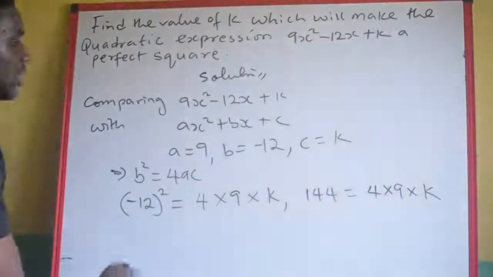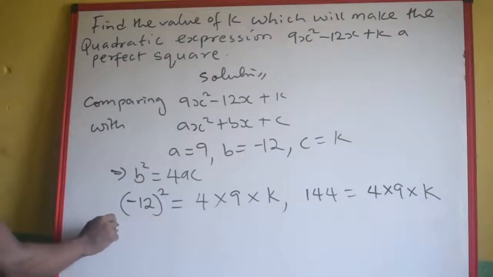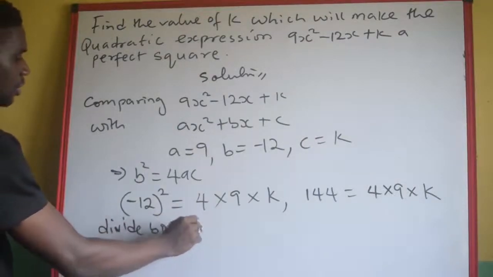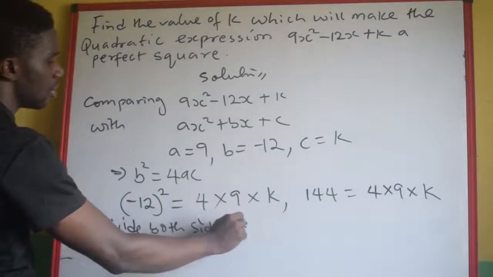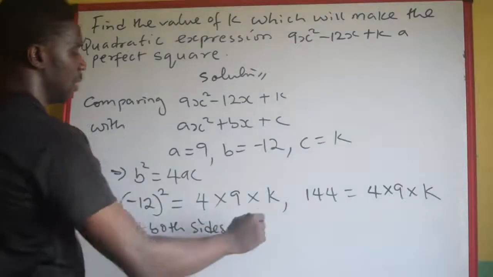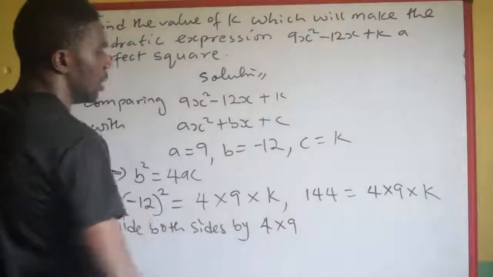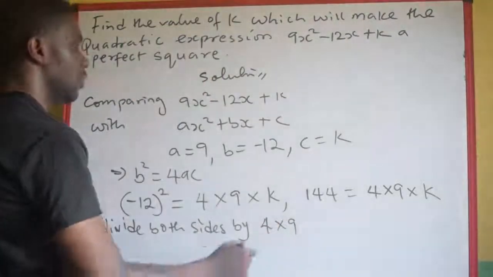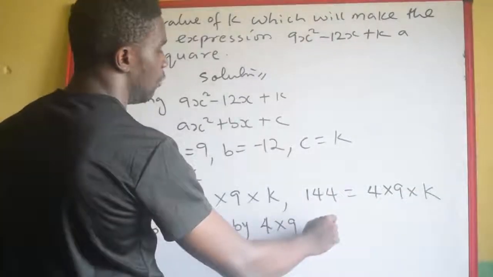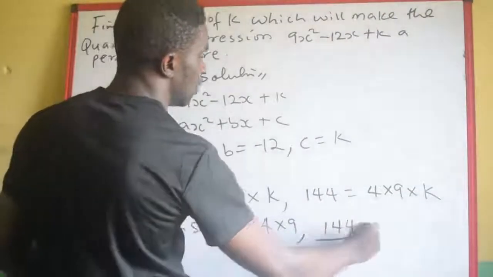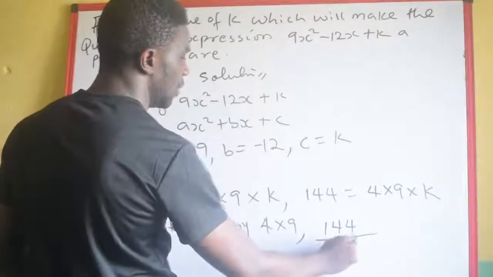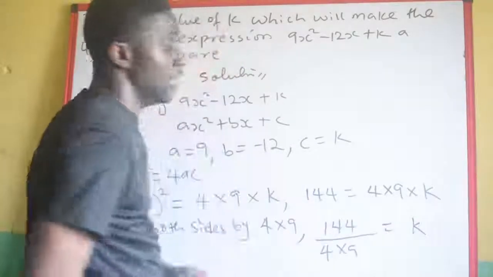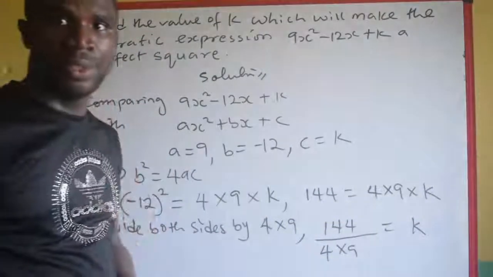So our interest now is, we divide both sides. You have to divide both sides by 4 times 9. It's something like saying divide both sides by 36. If you do that, we'll have 144 divided by 4 times 9 is equal to k, because we are going to divide this side as well. So k will go down.